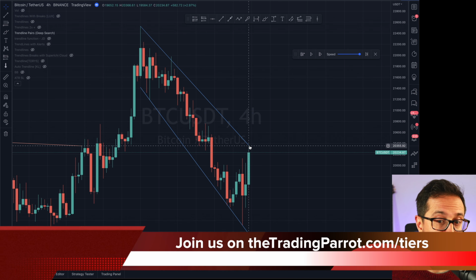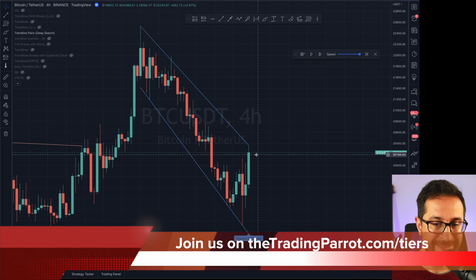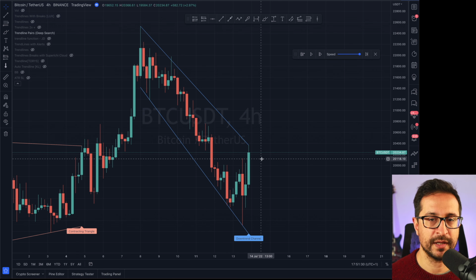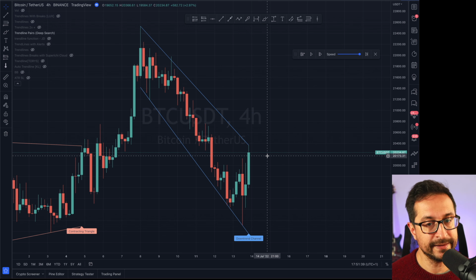The most aggressive traders are going to be looking for a break over this trend line. That means that the closing of the price needs to be above this trend line. More conservative traders like me, I will be looking for a breakout and a retest of the trend line.